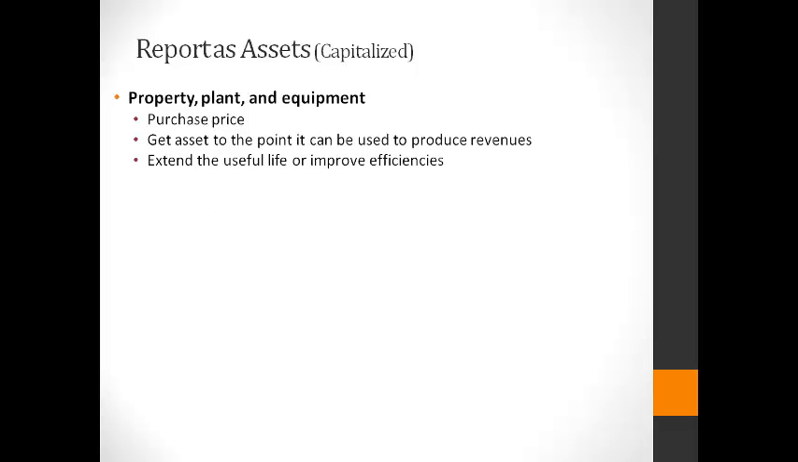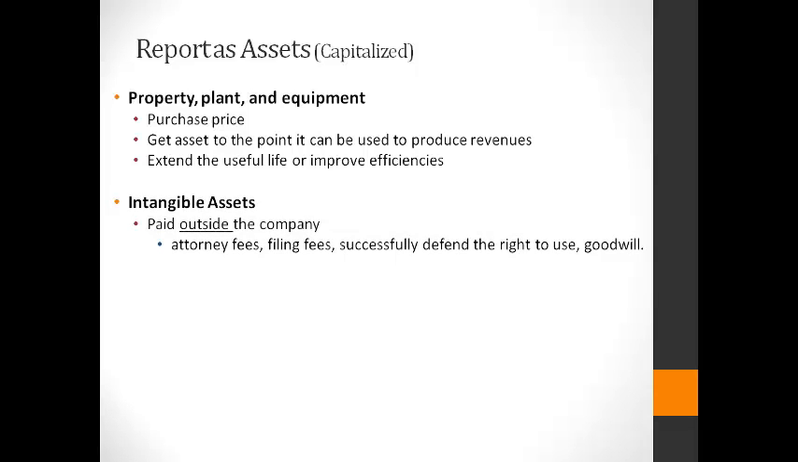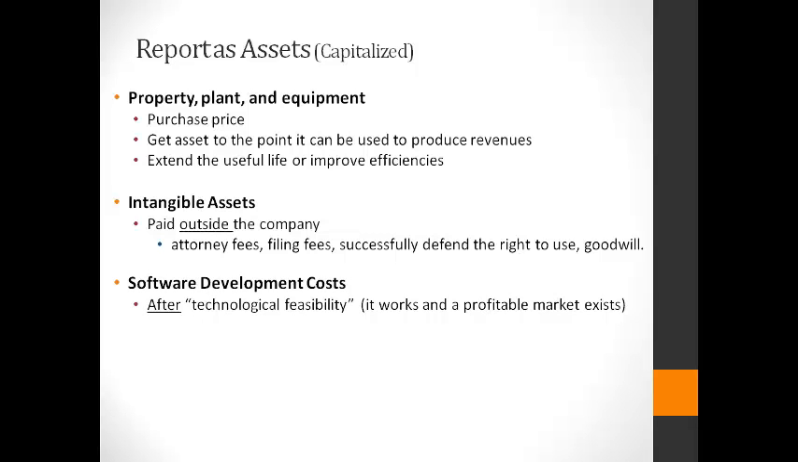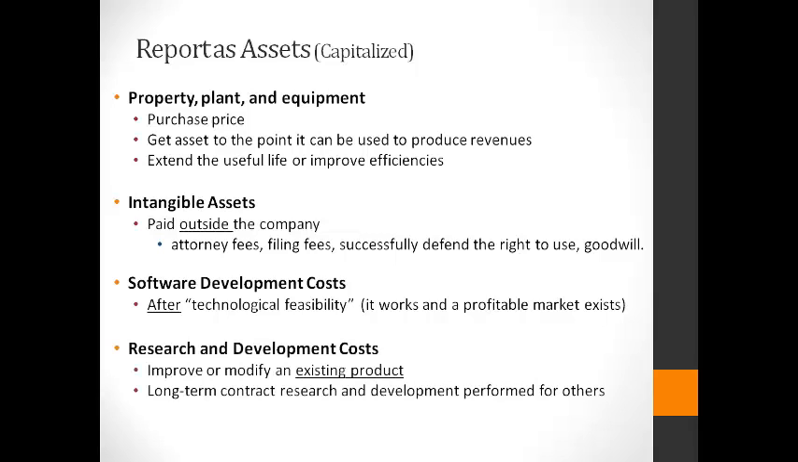Take a moment and review the costs that are typically capitalized and reported as an asset on the balance sheet. The cost of property, plant, and equipment generally includes the purchase price, all costs to get the asset ready for use, and all costs that extend the useful life or improve efficiencies. The cost of intangible assets includes only amounts paid to outside parties. Software development costs provide probable future economic benefit after technological feasibility has been achieved. And R&D related costs are considered to provide probable future benefit only when the cost is related to a current revenue generator. Pause and review these important guidelines.